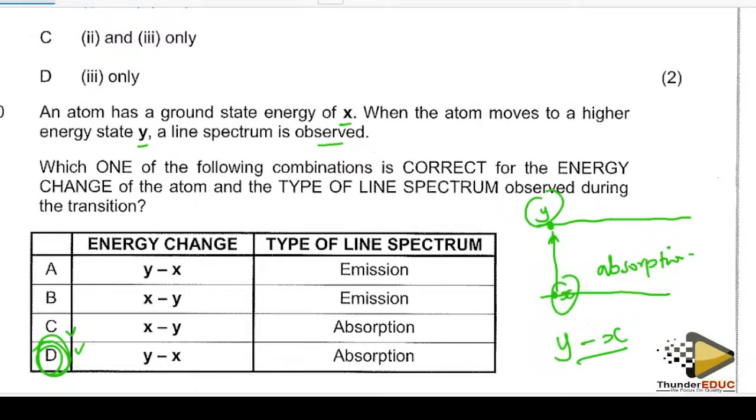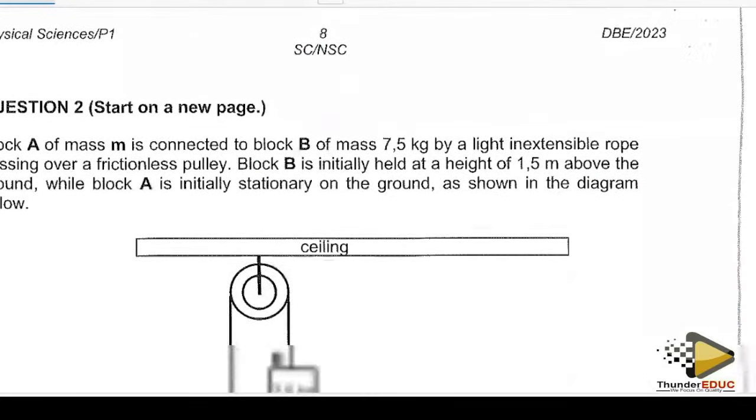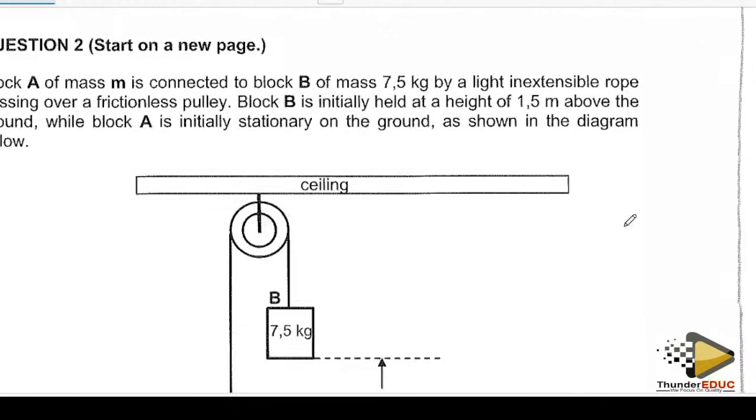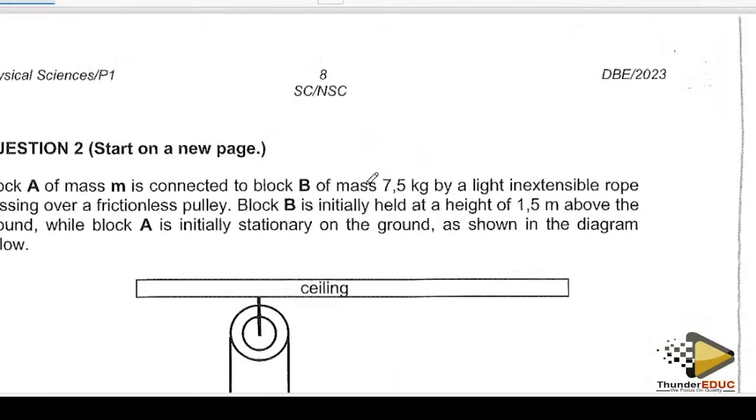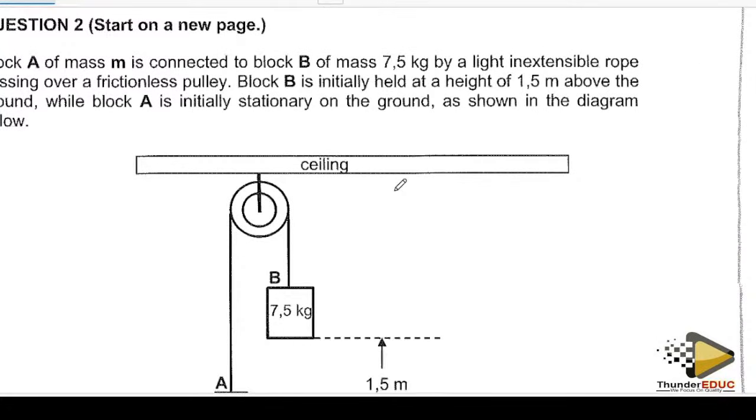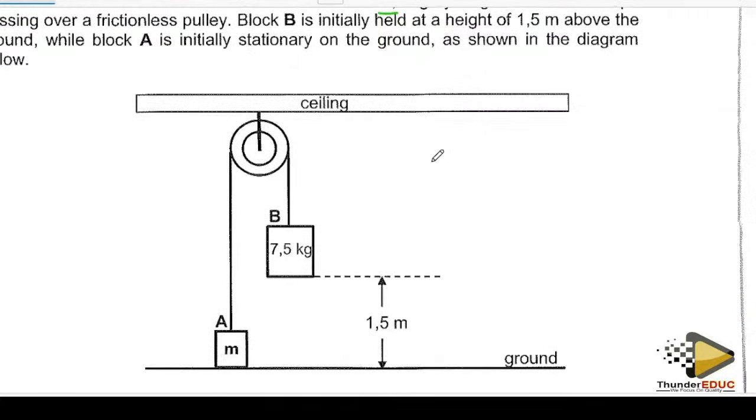Okay. If there's any difference, please let us know under the comment section. Then question number 2. They're telling us that a block A of mass M is connected to block B of mass 7.5 kilograms by a light inextensible rope passing over a frictionless pulley, as we can see. We have a height of 1.5 meters above the ground, and so on and so forth.